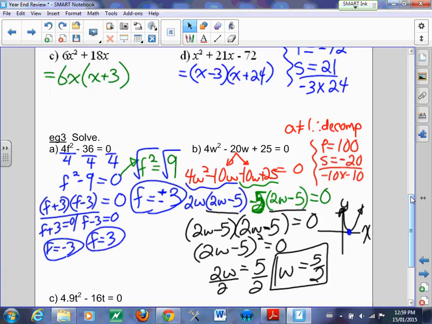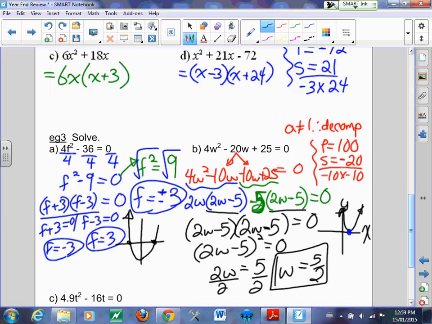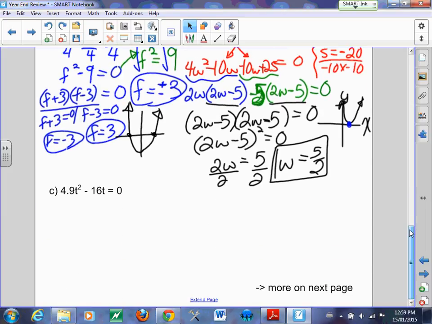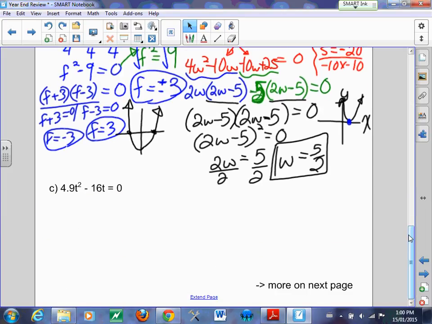Likewise, if I move up to the last one we did, folks, we've got solutions at negative 3 and positive 3, and it opens up. That means our vertex is like that. Just showing you how you can graph these. All right. Last one here.